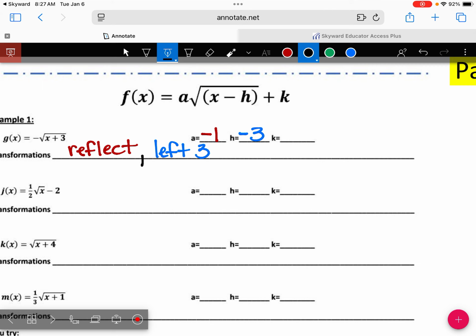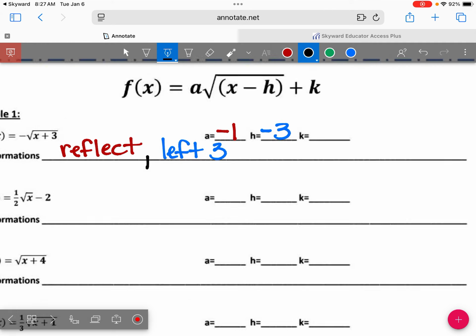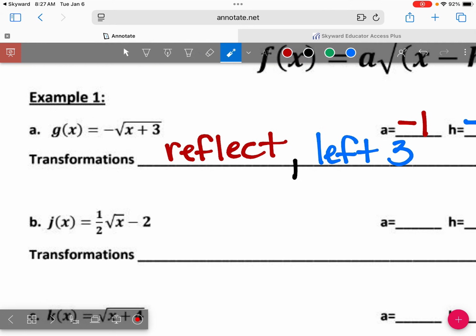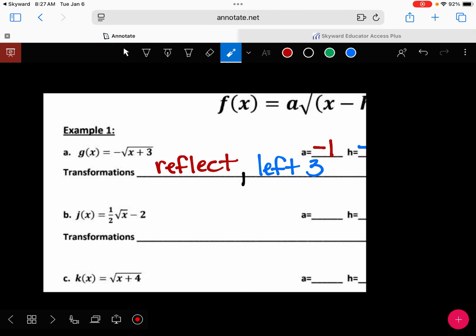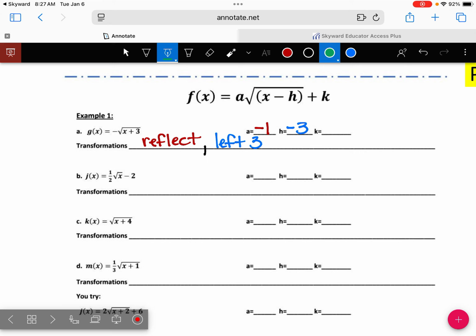And then K is the number in the back. So K would be back here. Do you see a number back here? No, so that means K is 0. So this graph doesn't go up or down. So it only has 2 transformations.